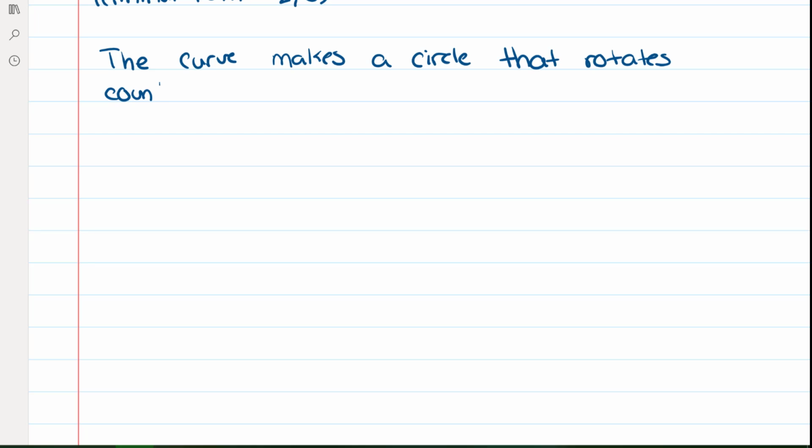Okay, so it said to describe the motion, so we're going to go ahead and describe the motion. The curve makes a circle that rotates counterclockwise. So we're going to go ahead and take a second and look at this function algebraically.